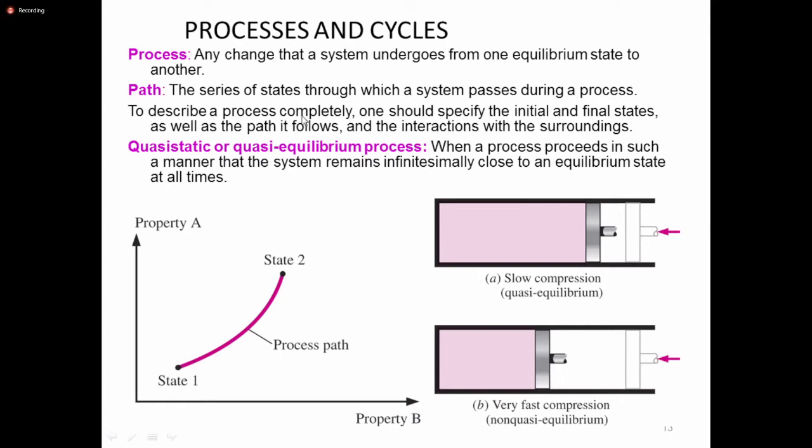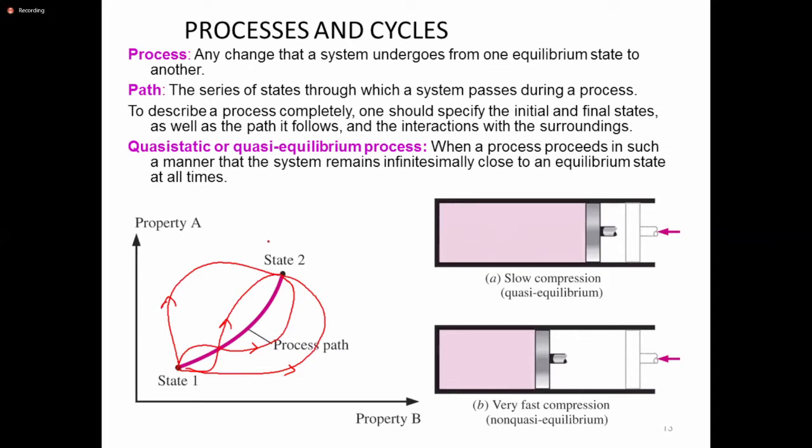Now, the series of states through which a system passes during a process. Here, the process may go in this particular direction, or in this direction, or this direction. So we achieve state point 2 through this path, or this path, or this path. This is nothing but called a process path.